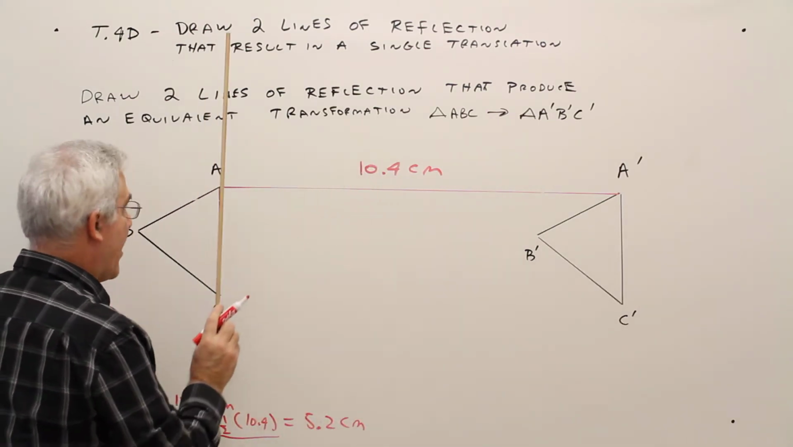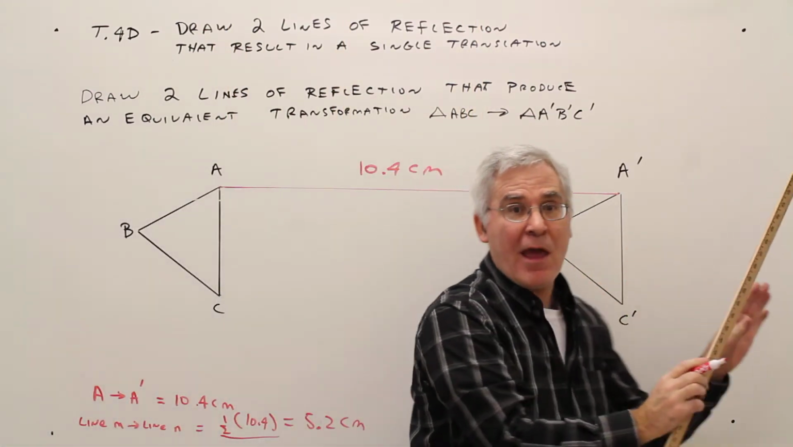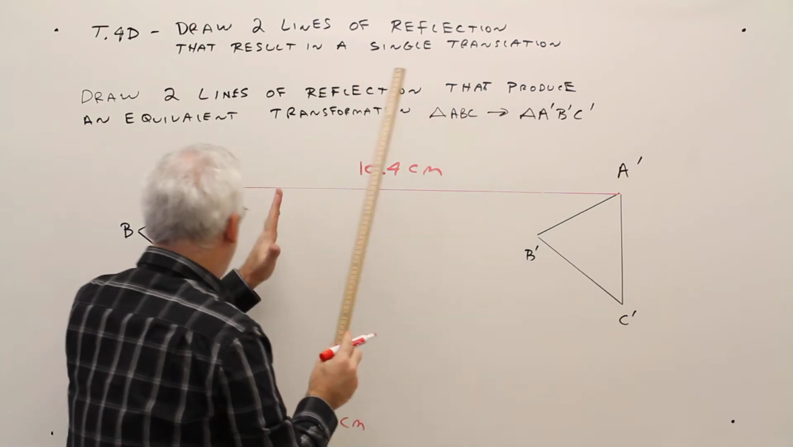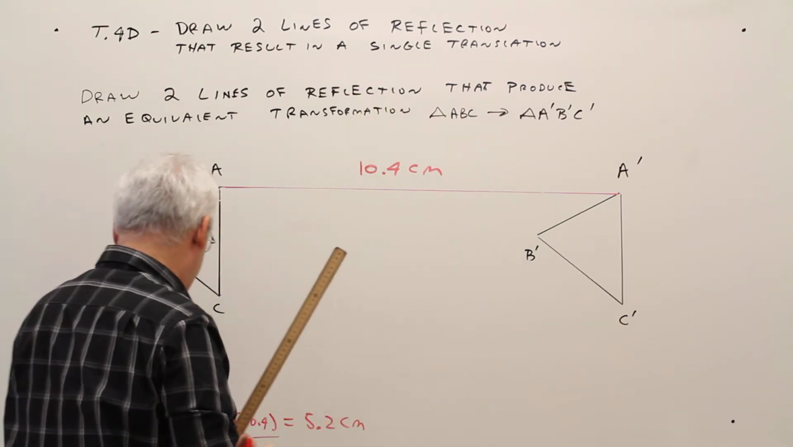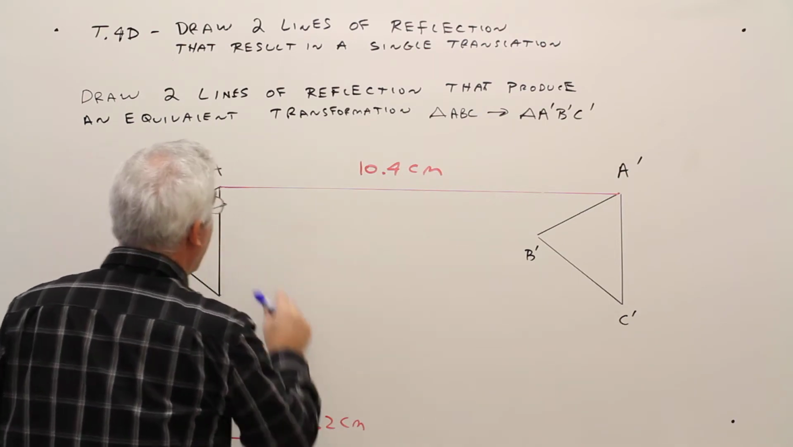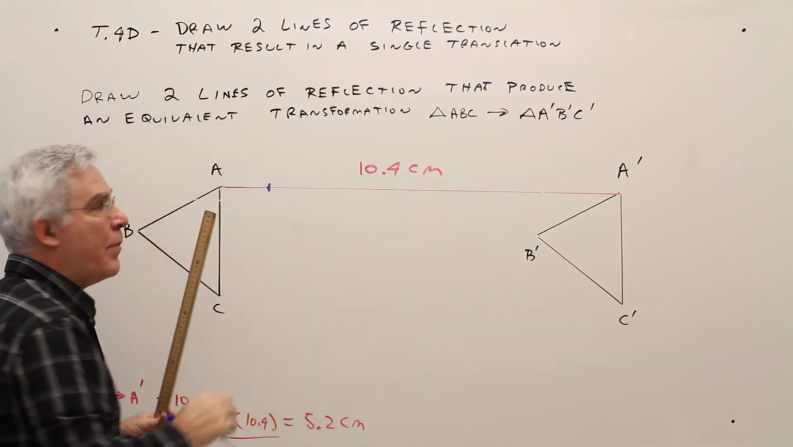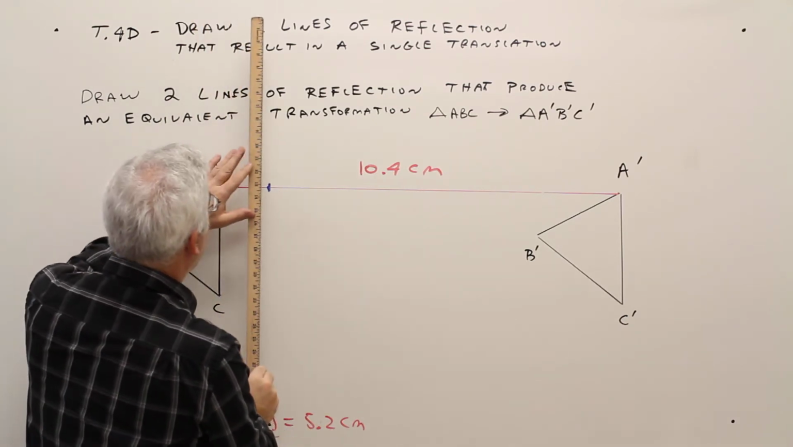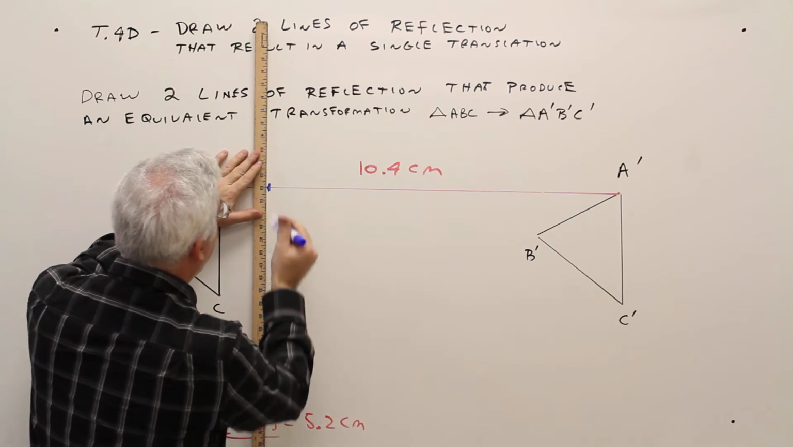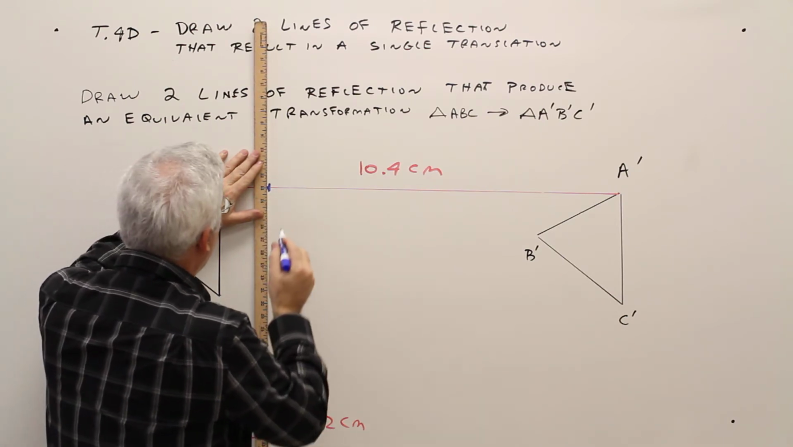I could put my first line here and then go 5.2. I could really put them anywhere I want. I think it makes most sense if we could kind of put them in between. It just is easier to understand. So anywhere along this line, I could say, let's make that be my first line of reflection. So again, using your ruler and putting the spacing so that it's perpendicular to that translation line.